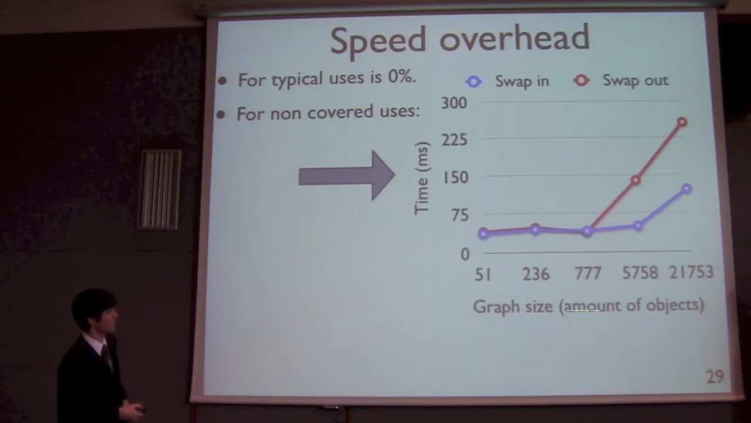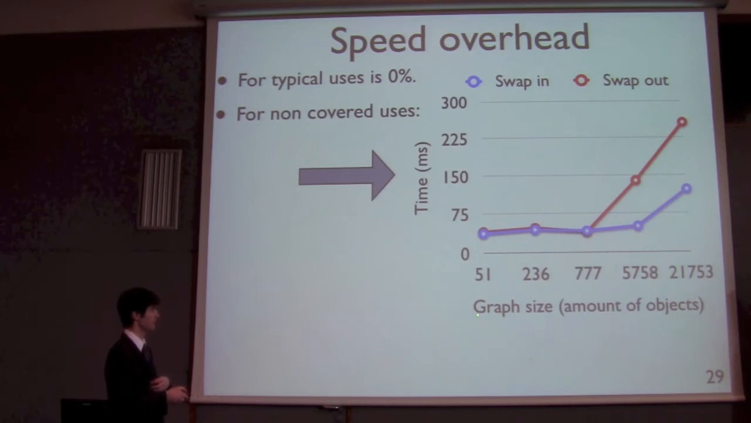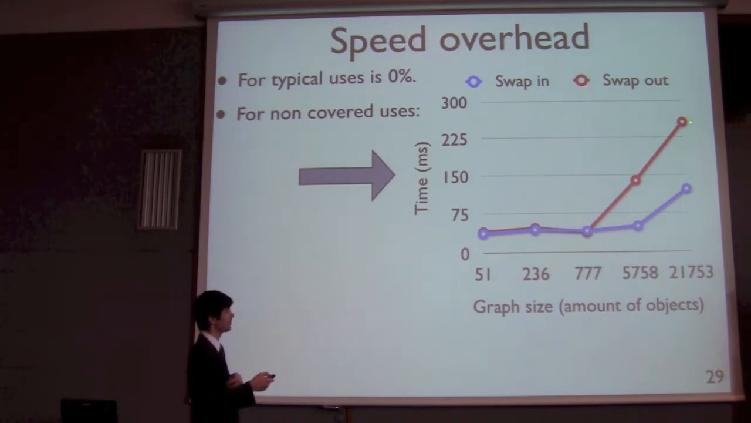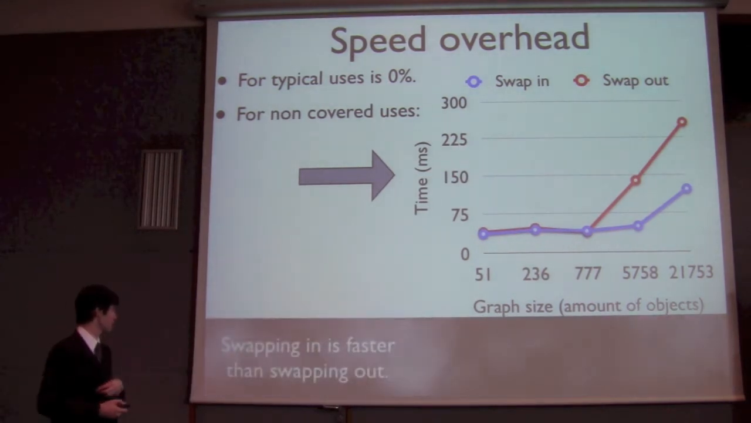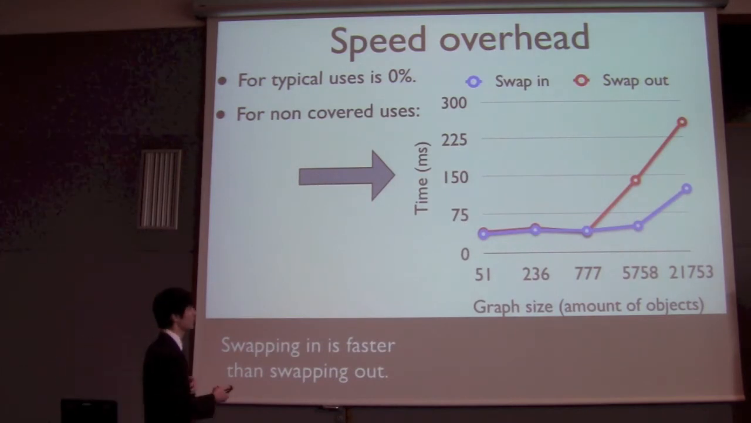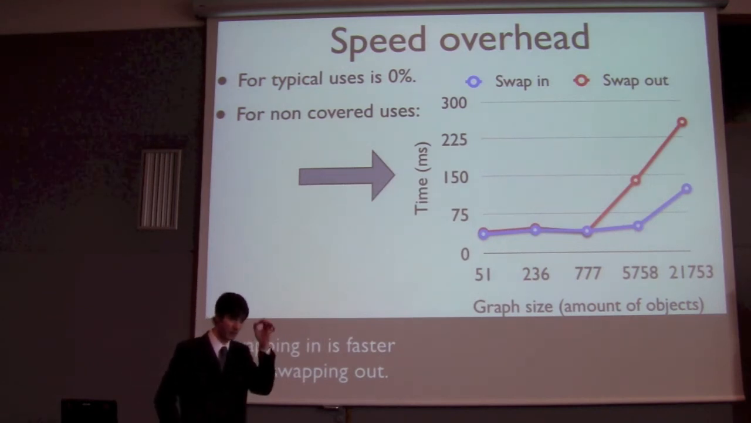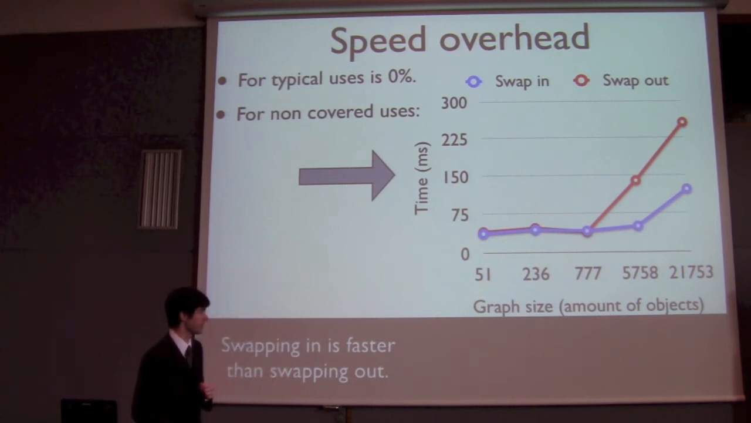So this graph represents the results of an experiment we did. The x-axis is the graph size, that means the amount of objects. And the y-axis represents the time for swapping in and for swapping out. So from this experiment, I got two conclusions. First one, that swapping in is faster than swapping out. And this is okay. I want that because swapping in happens when the graph is needed at that exact point in time. So we should be able to swap in as fast as possible. And the swap out, okay, it's a little bit slower.